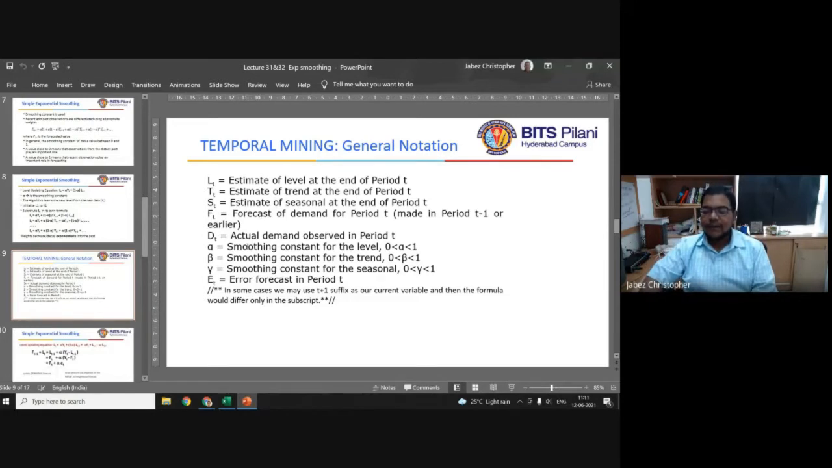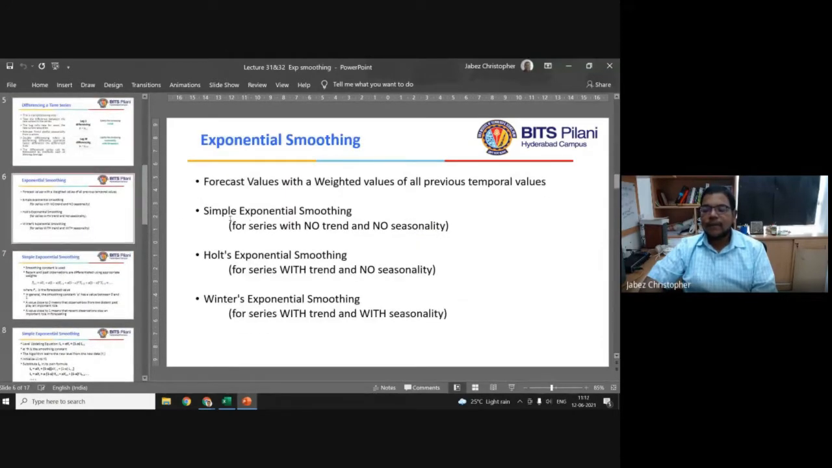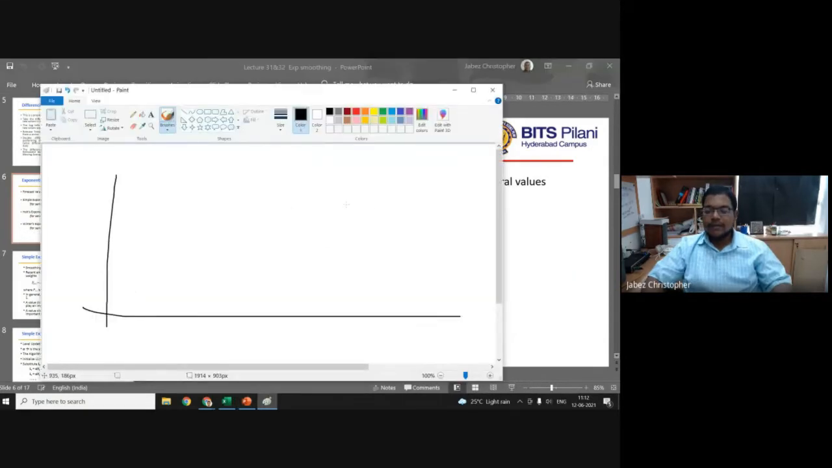And then alpha, beta, and gamma are the three parameters. We saw three techniques, right? Simple exponential smoothing where there's no trend and no seasonality, then when there is only trend and no seasonality, and then trend and seasonality. So if there is a time series like this, over time, this shows the level. Then trend is whether we follow a rising or a falling trend. So let me say this is a time series with a trend, right, at level 3. And then this captures the level.